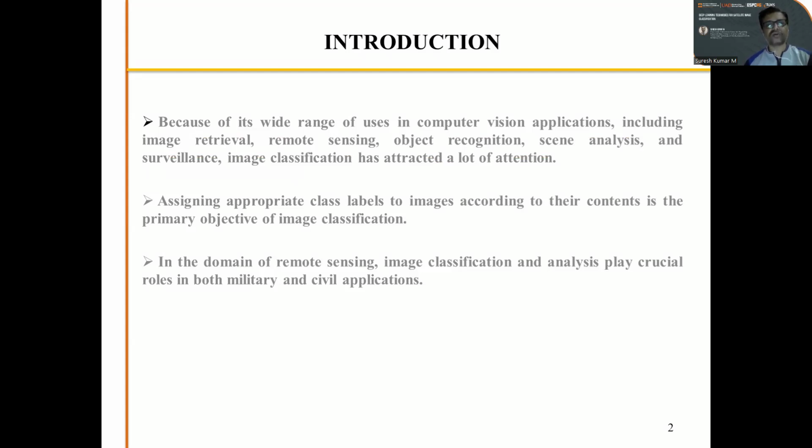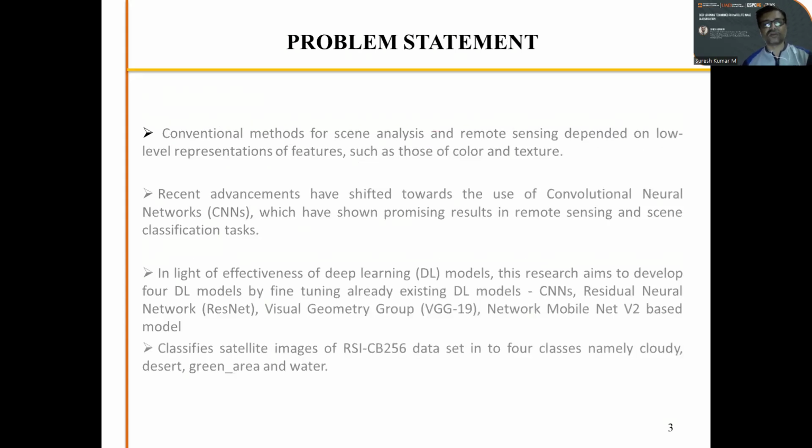The main objective of image classification is that we should assign appropriate class labels to every image. Particularly in the domain of remote sensing, image classification plays a very crucial role in military applications, civil applications, and many other applications. Coming to the problem statement, what was the conventional method used? The conventional methods mainly depended on low level features like colors and texture in the images.